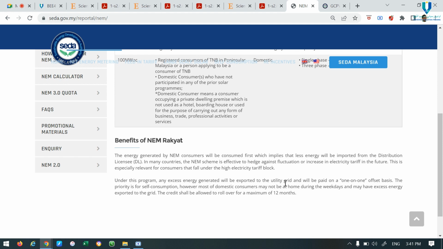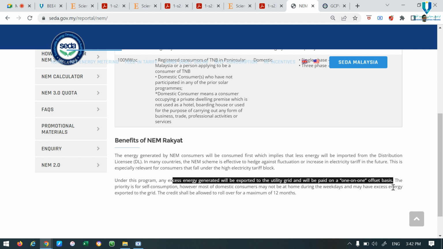Okay, then under this program, any excess energy generated will be exported to the electricity grid, which is the TNB grid, and will be paid on a one-on-one offset basis. I think before 2019, their rate was very low. But after that, I still remember YB Muhyiddin, if I'm not mistaken, they revised the contract, they revised the policy. They said it will be paid on a one-on-one offset basis. It means they will pay you exactly like the TNB tariff rate.